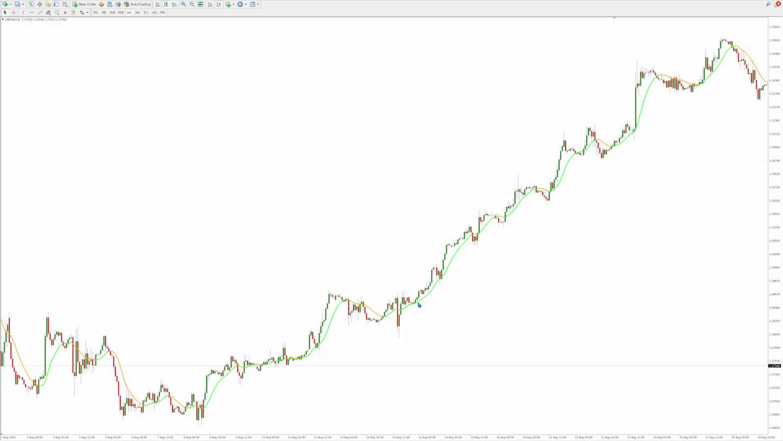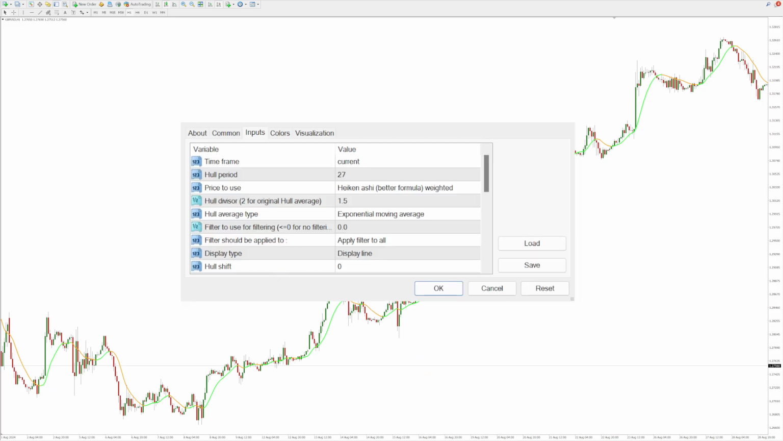It basically displays the green line when the market is moving up or price is above, and an orange line when the market is moving down or price is below. If we just double click, we can have a look at the indicator settings. So the various values, you can choose the time frame to use. So we're just going to use the current time frame. This is the 1 hour pound dollar chart.